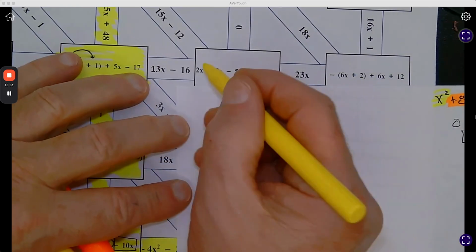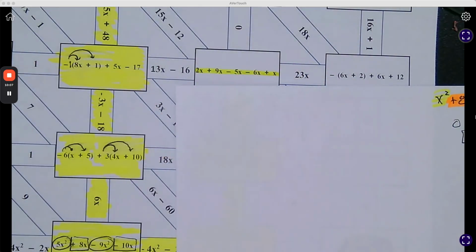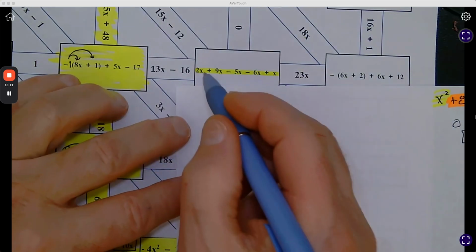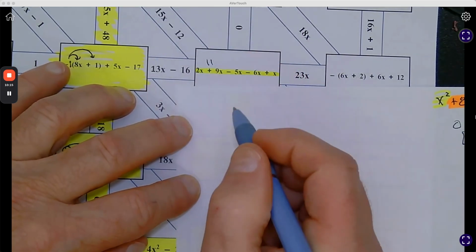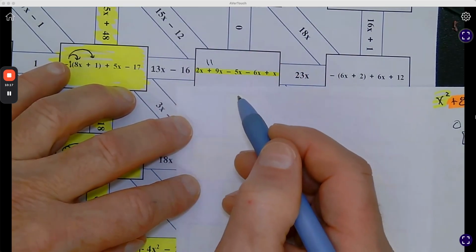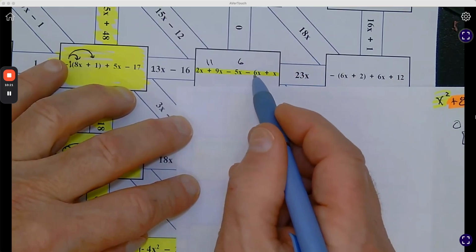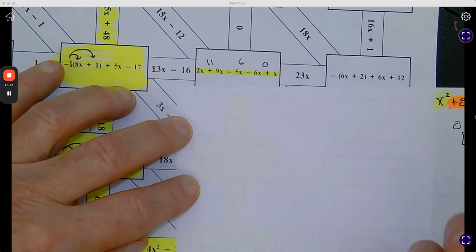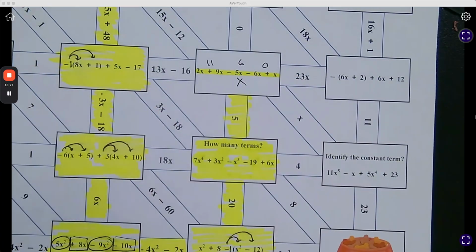All these terms are like, literally all of them are all x's. So let's combine them. 2 plus 9, 11. Very good. 11 minus 5, 6. Very good. 6 minus 6, 0. 0 plus x? That's x. Let's go. I didn't even need the extra paper.